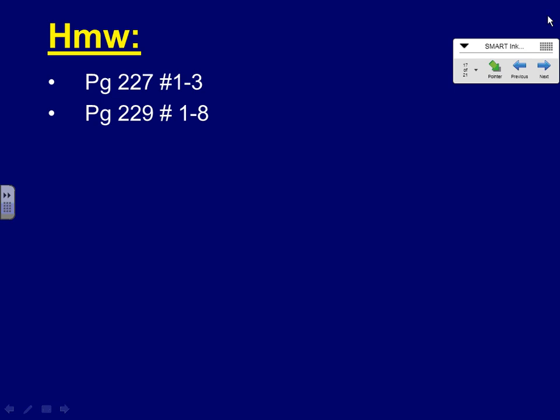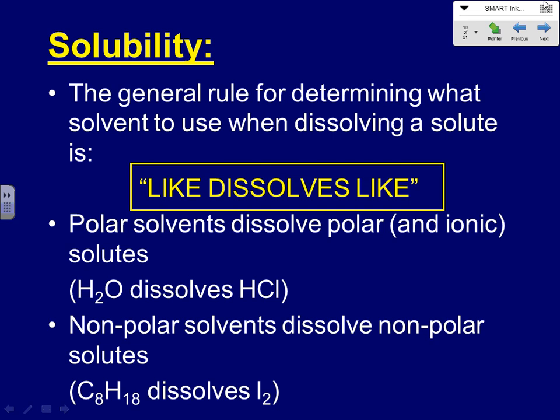So another important property that is affected by polarity is solubility. We talked about solubility last year, and we would have talked about this type of solubility in the unit on solubility, right at the very beginning, where we talked about how different solvents can dissolve different solutes. And I had you write down the general rule, like dissolves like. And that makes reference to the solvent dissolving the solute.